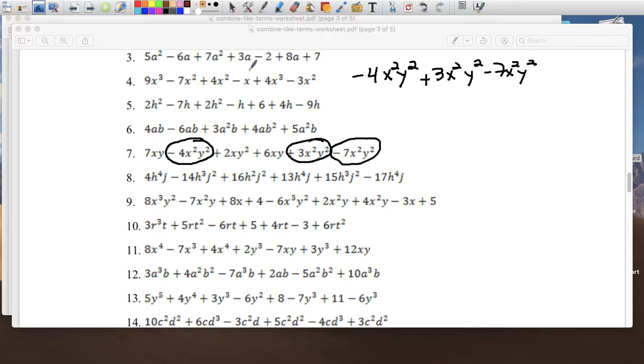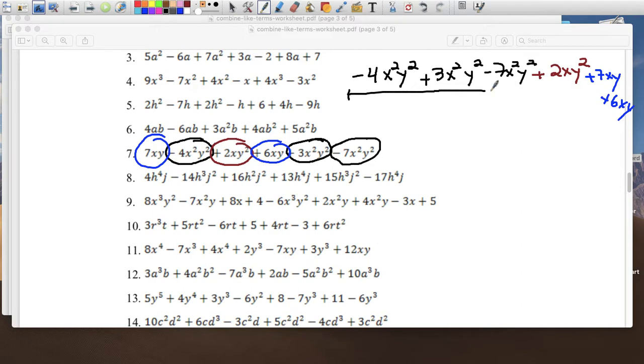And then there's this guy here. It's an xy squared. So plus 2xy squared. And it's the only one of its type. So that's it. Change colors. And then I have a 7xy. So I'm going to write plus 7xy. Remember, there's an implicit 1 in front of the xy, right? And then there's another xy plus 6xy, which I'm going to sneak in here, plus 6xy. So those are all my like terms next to each other.